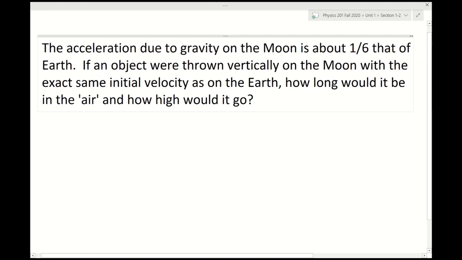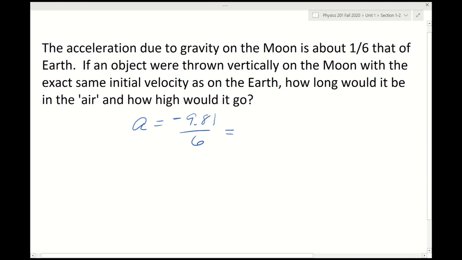Because the acceleration due to gravity on the moon is about 1/6 of the Earth, we can say the acceleration on the moon is a negative 9.81 over 6, which is going to give us approximately, and close enough for our purposes here, a negative 1.64 meters per second squared. Now, if the object were thrown vertically on the moon with the exact same initial velocity as on the Earth, how long would it be in the air?